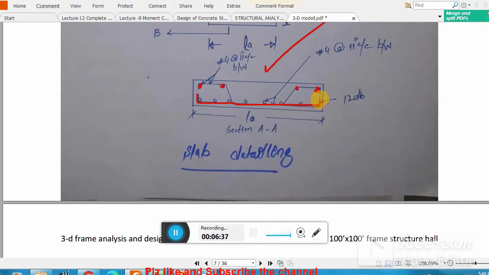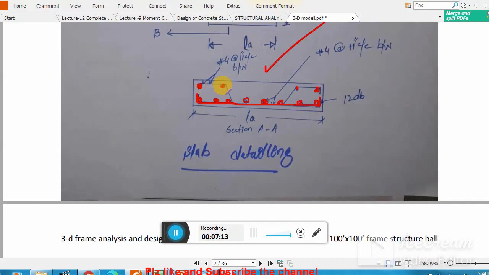Okay, this is my main bar, and a twiddly hook is provided. The above bars are also my main bars, but they are along the longer side. In a two-way slab system you can't say that this is my main bar and this is my distribution bar, because both bars, in both ways, are taking loads. So the above circular portion which you see here, these are also my bottom main bars, but they are along the longer side.